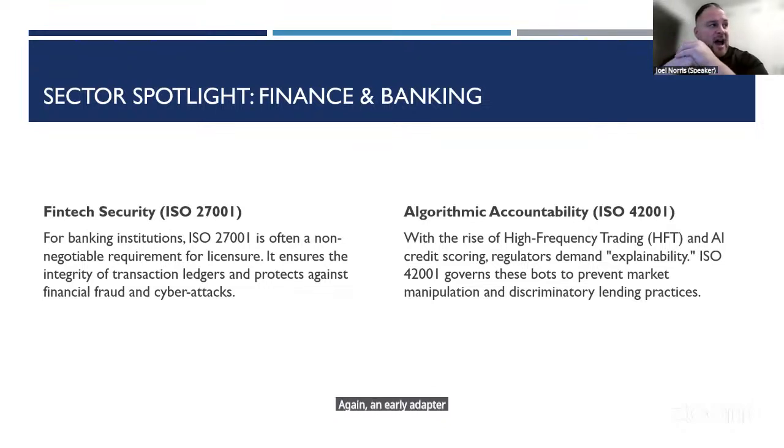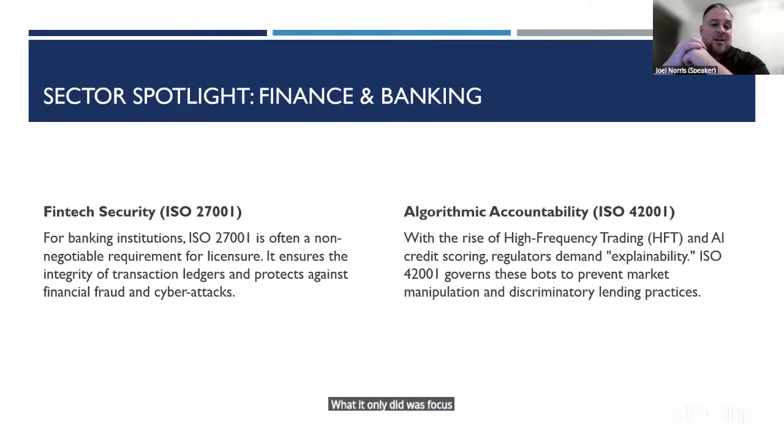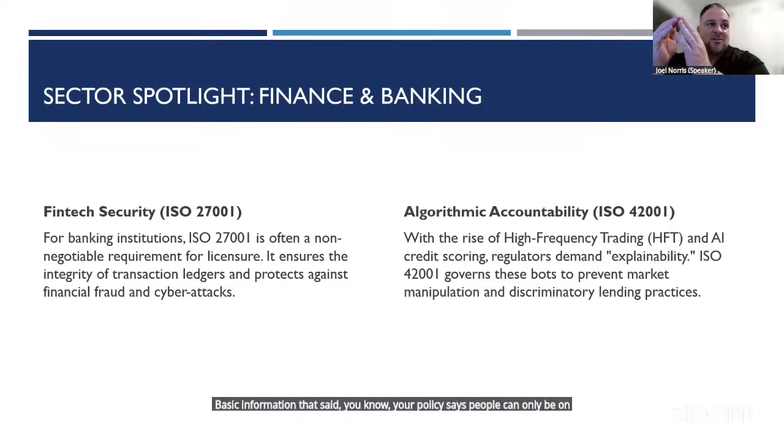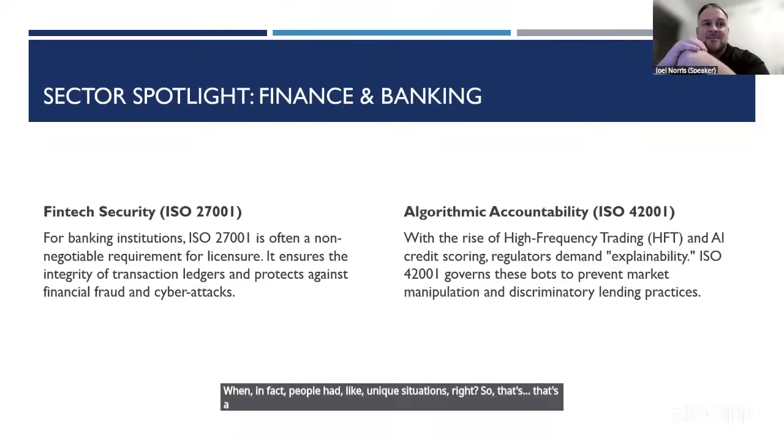Again, an early adopter of AI was Australia for a welfare program. And again, in being one of the early adopters, it caused more harm than it did good. In fact, what it didn't take into account when they first turned it on was people's situations. What it only did was focus on basic information that said, your policy says people can only be on welfare for 6 months. After that, everybody's cut off. And it just started cutting people off the welfare program, when in fact people had unique situations, right? So that's a problem.